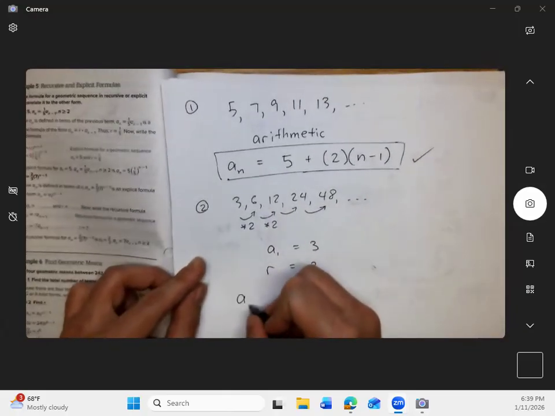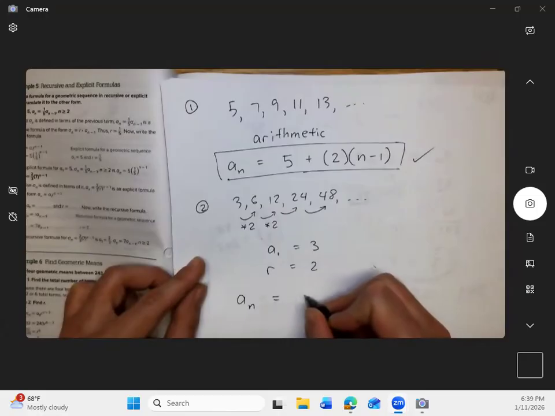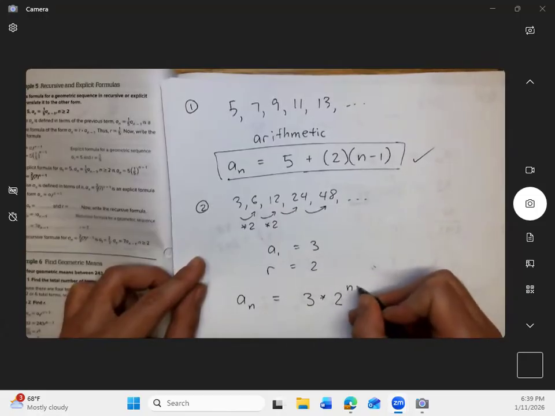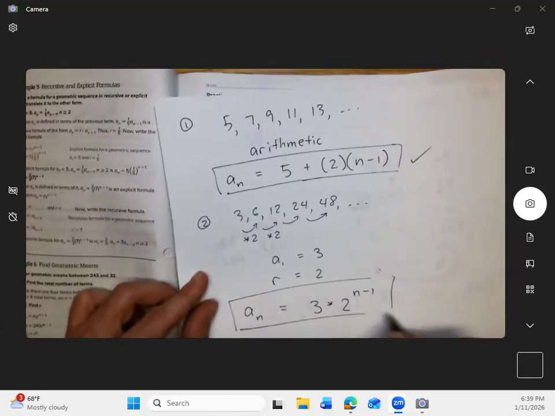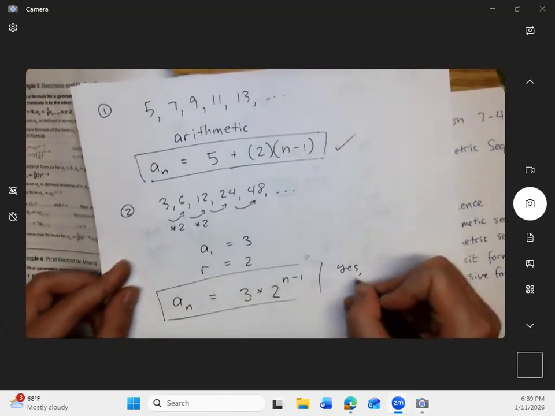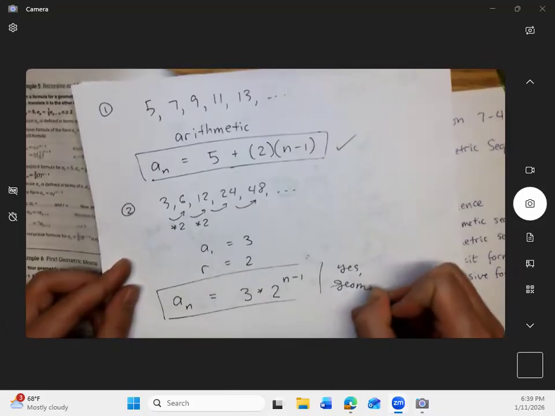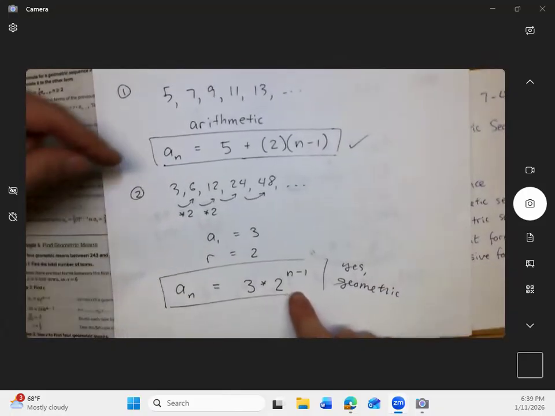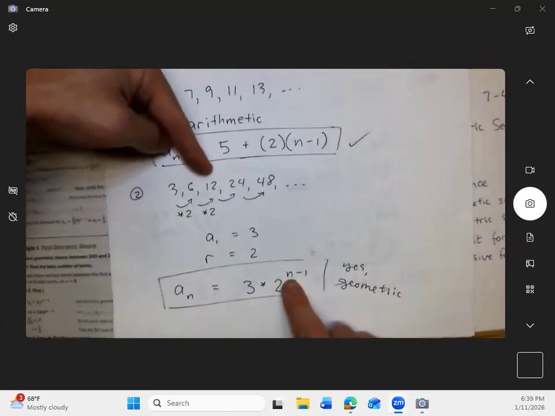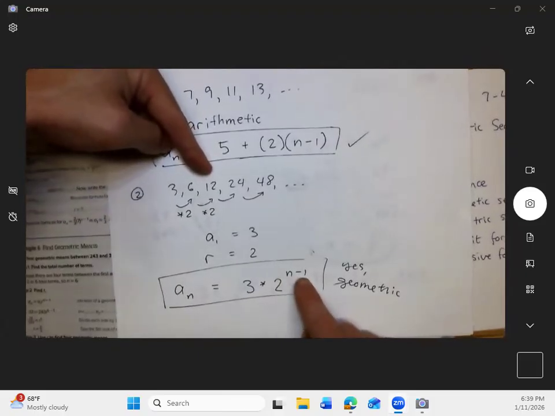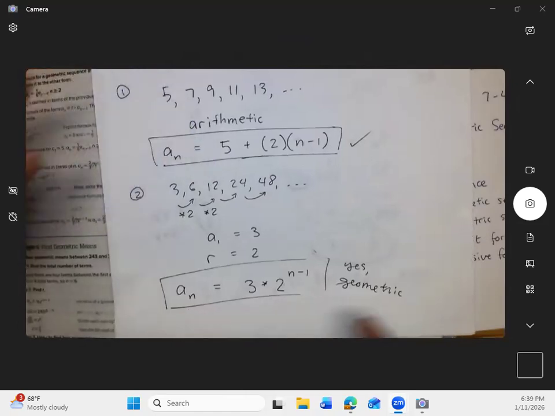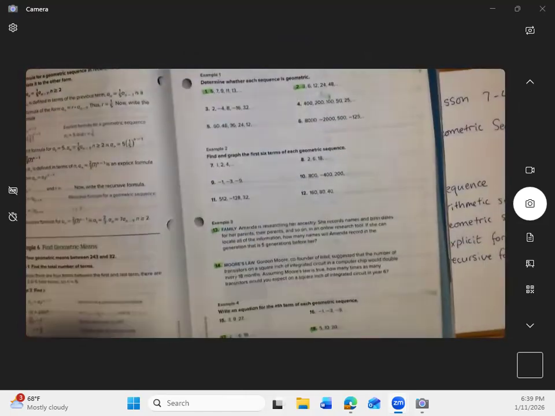So factor 2 keeps doubling. Okay, so I think the nth term is going to be the first term times the common ratio to the power of n minus 1. And yes, it is a geometric sequence. Let me test my work here. So the third term should be 12. Let's do 3 minus 1 is 2, 2 squared is 4, 4 times 3 is 12. Yeah, it lines up. Good, good, good.